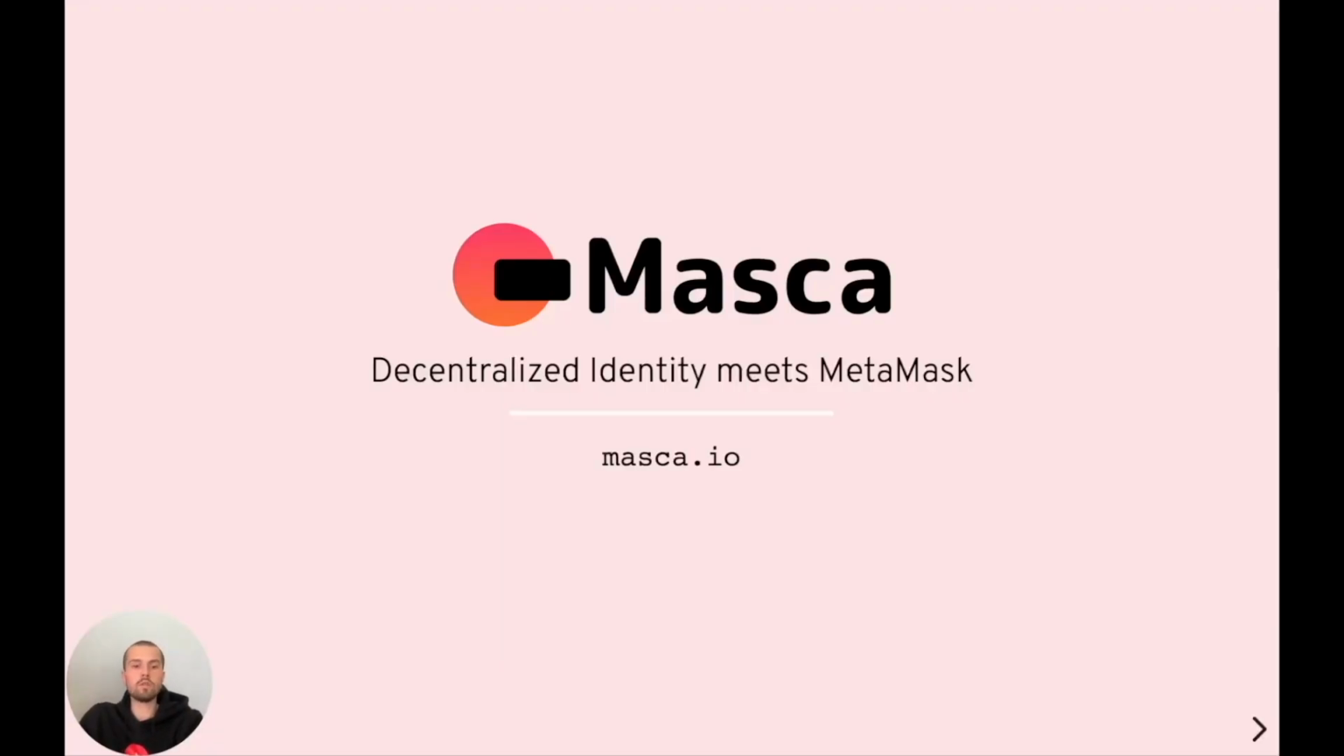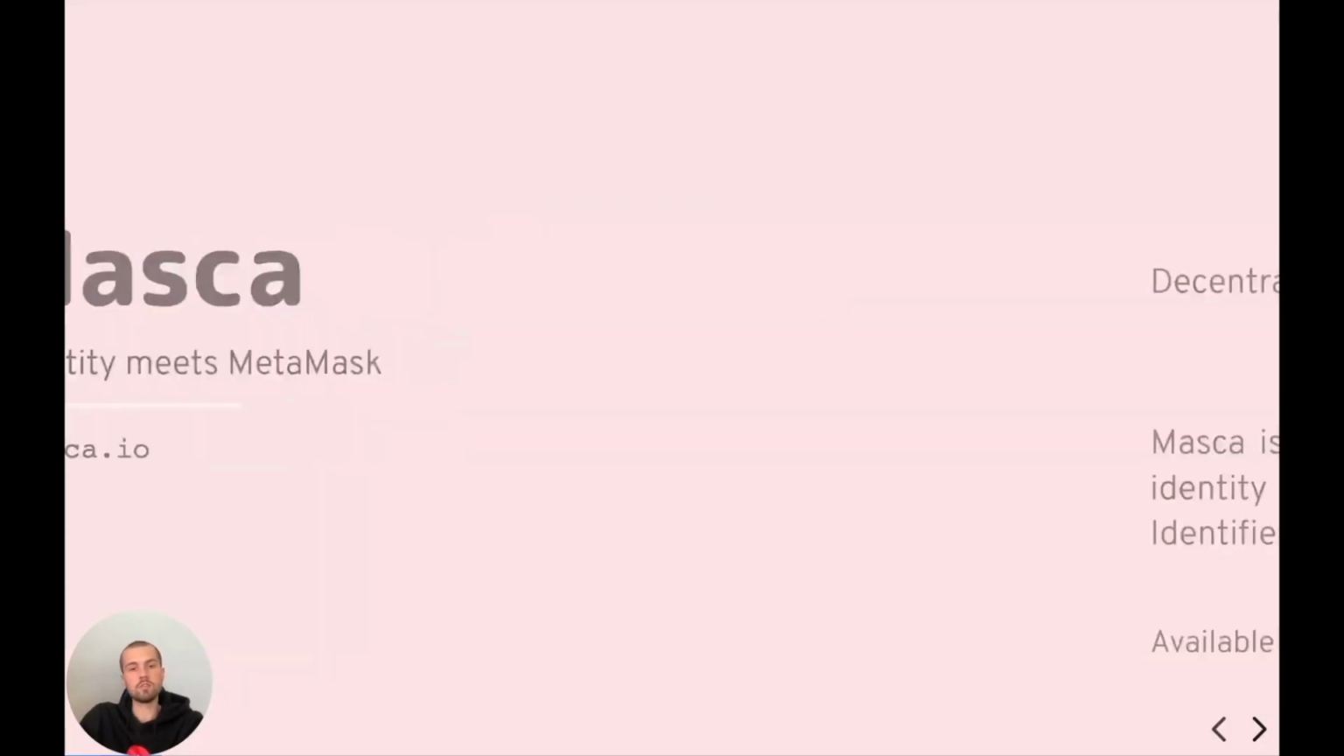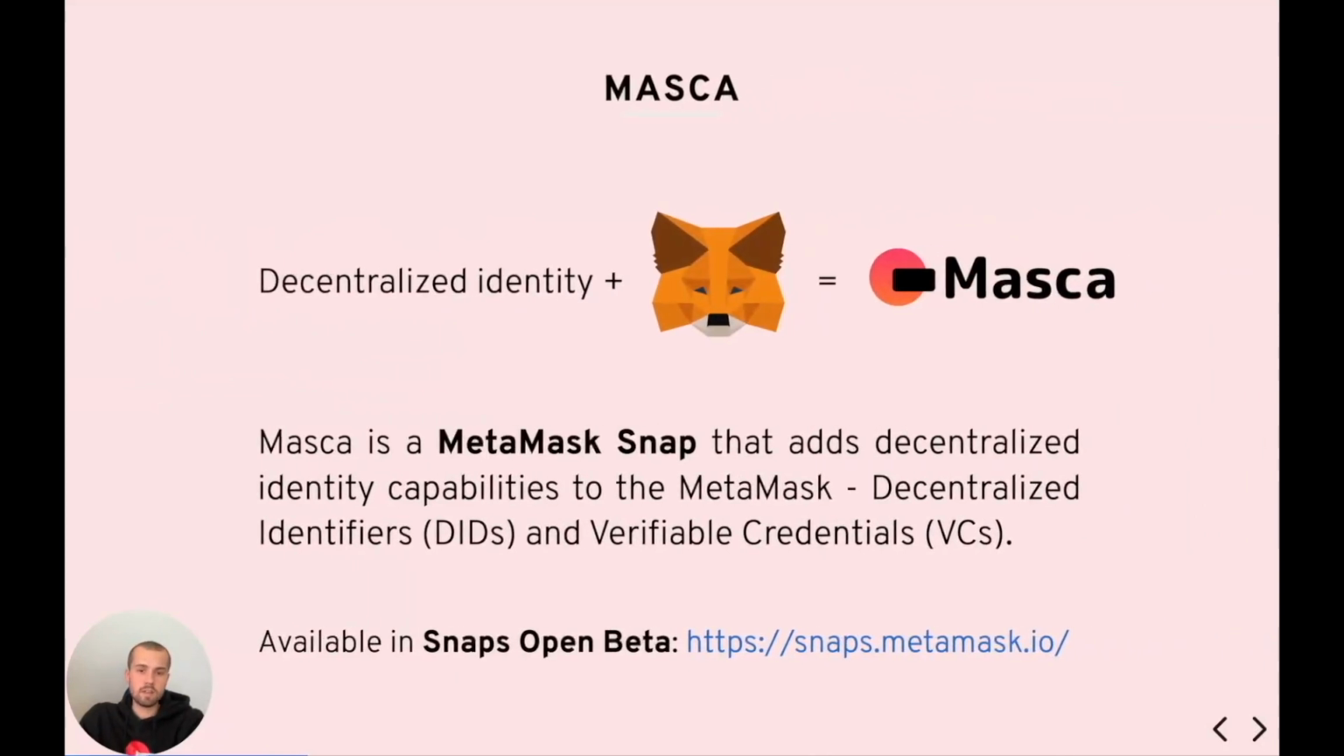Today I will make a short introduction to the exciting project we are building and how we are using PolygonID to enhance user privacy and security. So Masca is a MetaMask Snap that brings decentralized identity functionality straight to MetaMask, which means that you can use decentralized identifiers and verifiable credentials with MetaMask. Masca is available in the Snap's open beta from day one, which means that you can start using it today.